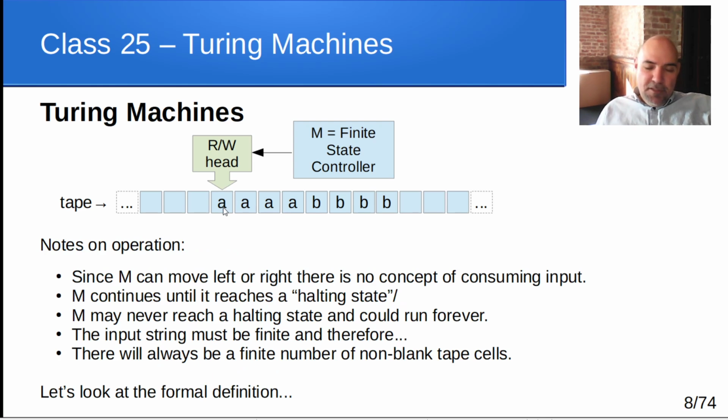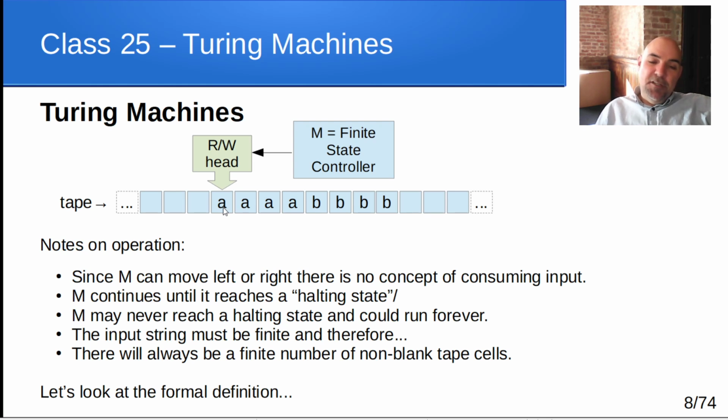Okay, a couple notes on the operation of this thing. Since M can move left or right, there's no concept of consuming input. So it's not like with a DFA where it uses up a symbol. It basically looks at the tape, reads what's there. The finite state controller makes a decision on what the new state will be and, when it does that transition, whether it moves the head to the left or right, and what it writes to the tape before it moves to the next position.